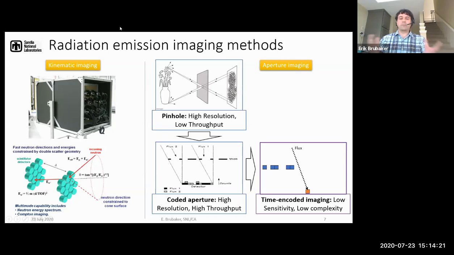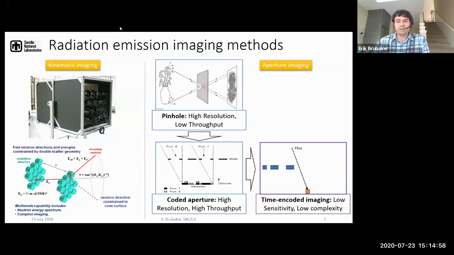I think of those different approaches as falling into two categories. On the left side of this slide are the kinematic imaging approaches, and that's really what was the focus of Will's presentation yesterday, I guess it was. In the case of neutrons, we might call it scatter cameras or double scatter imaging. In the case of gammas, we call it Compton imaging. That's where we use the kinematic information from the radiation interactions in the detector to unfold or reconstruct information about where the particle came from. So I'm not going to talk any more about that.